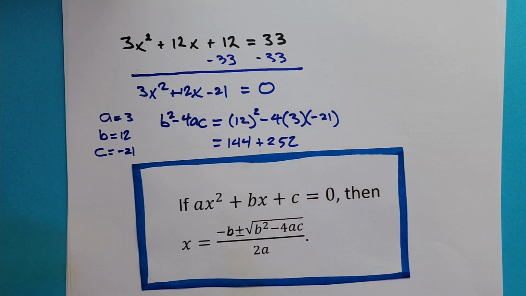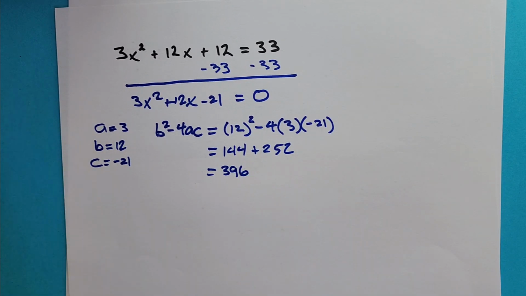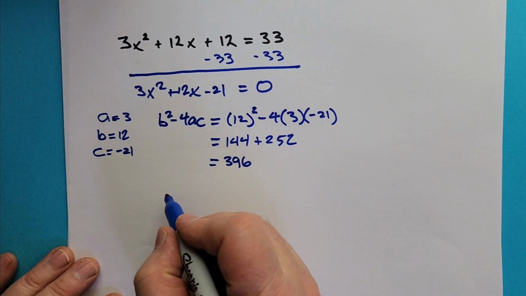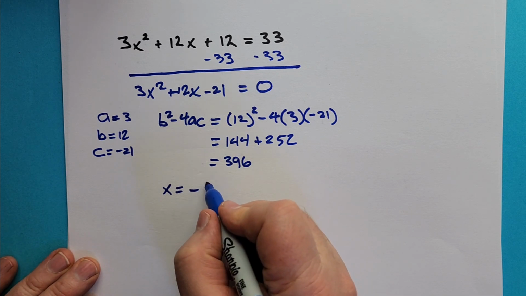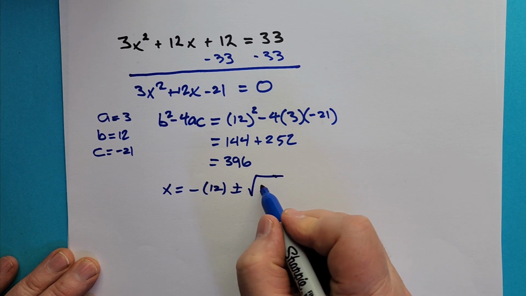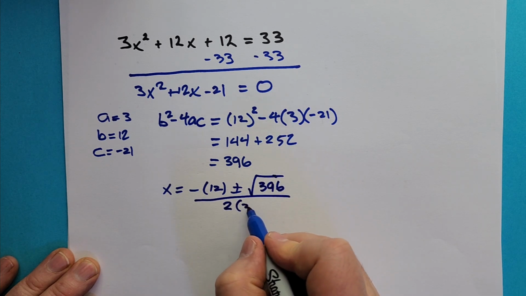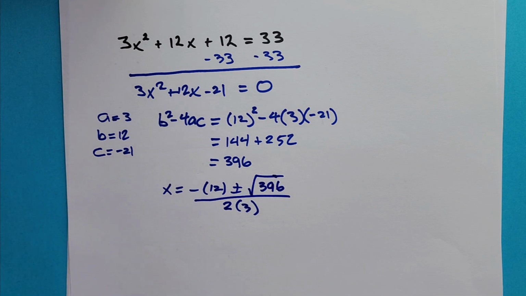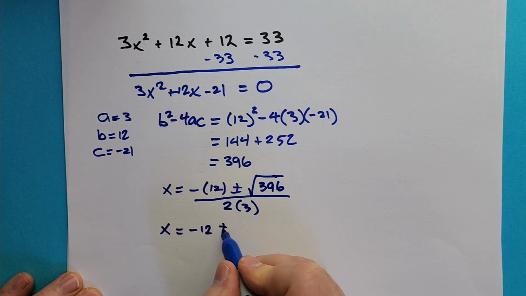So this is it. We've got to go ahead and put all the pieces together. We have the hardest part. We have the discriminant, so we're ready to go. So x equals the negative of b. So it's the negative of the 12 plus or minus the square root of the discriminant, which is 396, and it's all over 2 times a, or 2 times 3. Okay, so we have some work to get this simplified. This is going to be a negative 12 plus or minus.